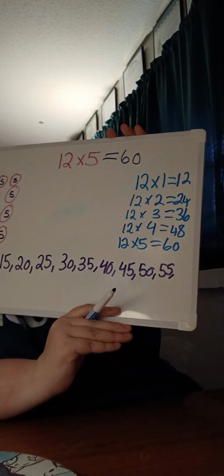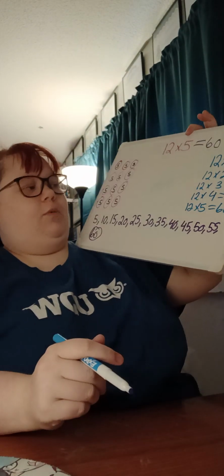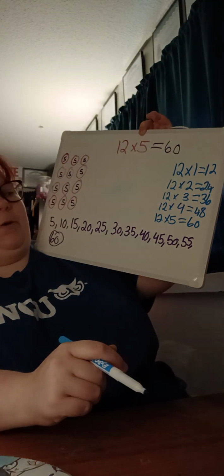So if you didn't want to count by 5s, you could add 12 five times, which is 12, 24, 36, 48, and 60. Our answer for this one is 60.